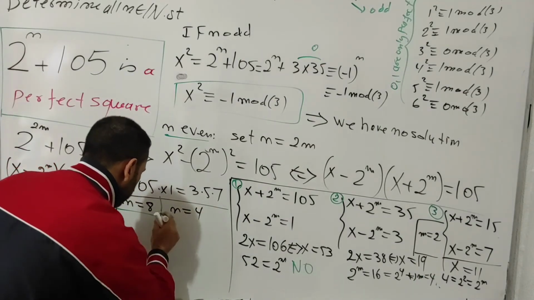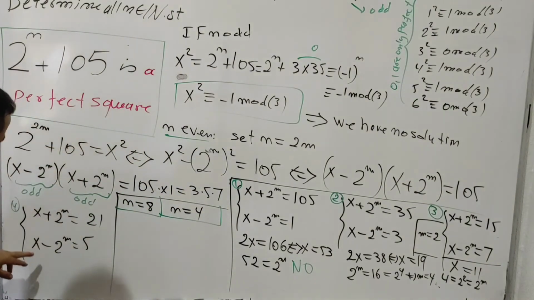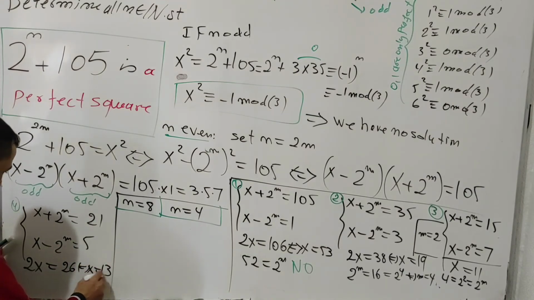Let's move on to the fourth and last equation. By adding the first equation and the second equation, 2 to the m is eliminated. I get x plus x, which is 2x, equals 21 plus 5, which is 26. So 2x equals 26 and x equals 13.